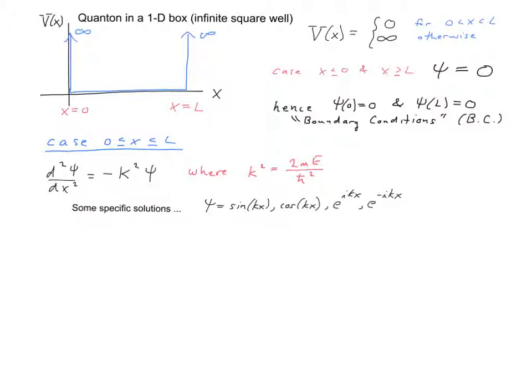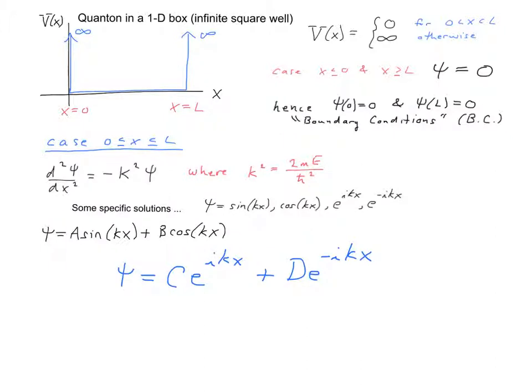Now this is a second order differential equation. We can put together any two linearly independent specific solutions, some linear combination of them, in order to get a general solution. And there's lots of ways we can do that. It turns out the most convenient way to do that will be to use the sine and the cosine, like this.